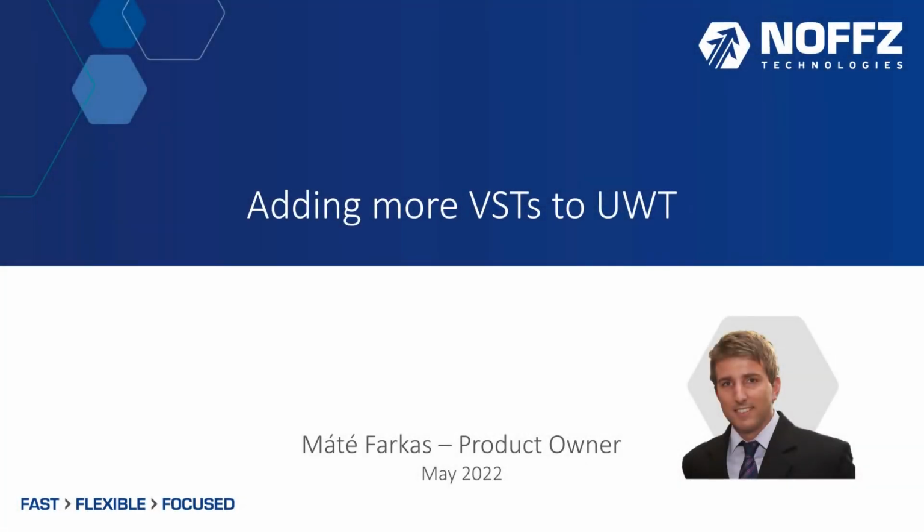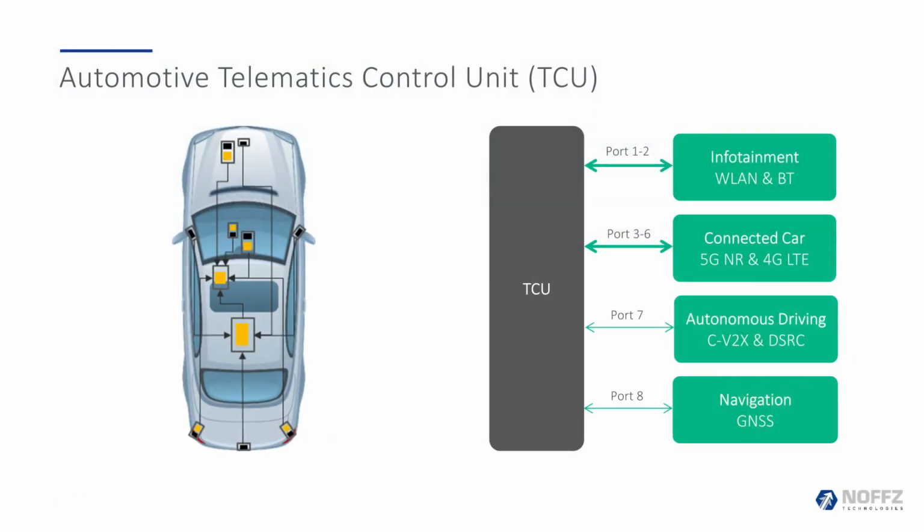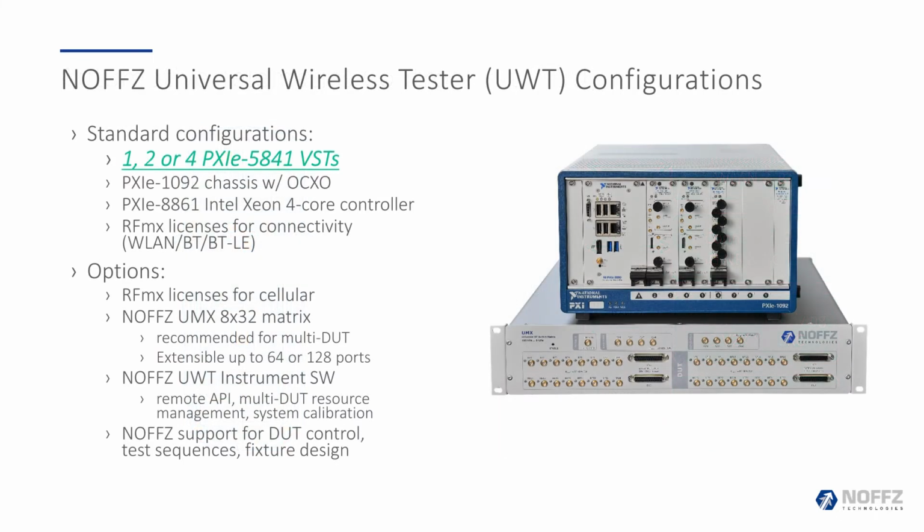Hi, in this episode we are focusing on a unique benefit, the flexibility of the UWT platform. In the previous demo we have seen a typical automotive infotainment system with many RF antenna lines. Employing a high channel count RF frontend for parallel multi-DUT testing leads us to an important question. How many transceivers do we need? UWT has a great answer.